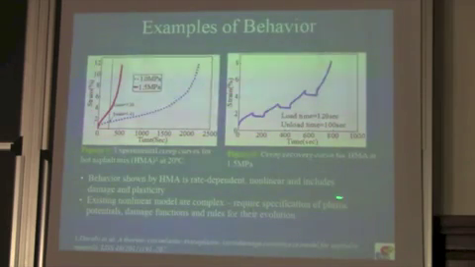So the existing way of dealing with these problems in tensorial analysis is the usual viscoplasticity, and there you have to require a specification of plastic potentials, damage functions, and even more importantly, the rules of their evolution, which can be very complicated. They have to be motivated by experiments, and the experiments are not easy to do for these kind of materials.